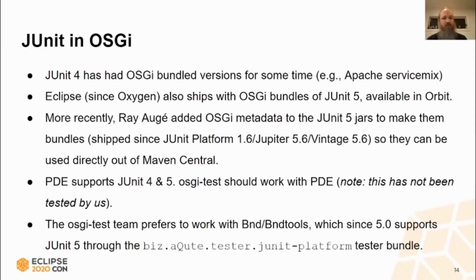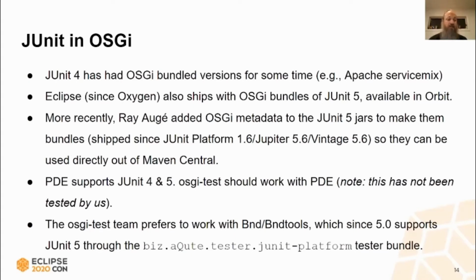JUnit and OSGi has had support for some time, so JUnit 4 has had OSGi bundled versions for a while in the Apache ServiceMix, for example, and Eclipse since Oxygen has also had them on the Orbit for JUnit 5. But most recently, JUnit has added the OSGi metadata to JUnit 5 bundles in Maven Central, so you can download them straight out of Maven Central and use them straight away since version 5.6 of the engine, 1.6 of the JUnit platform, which is very useful.